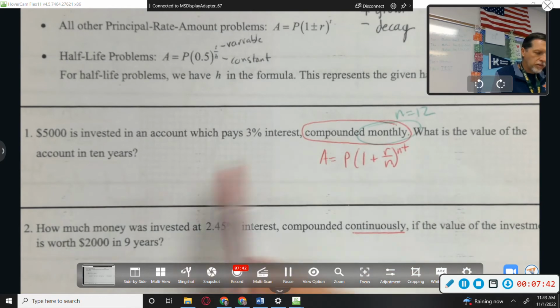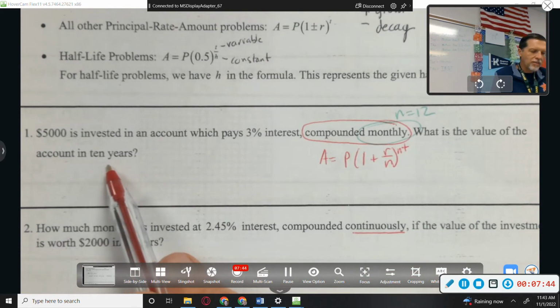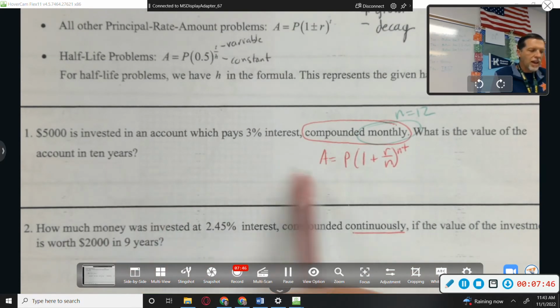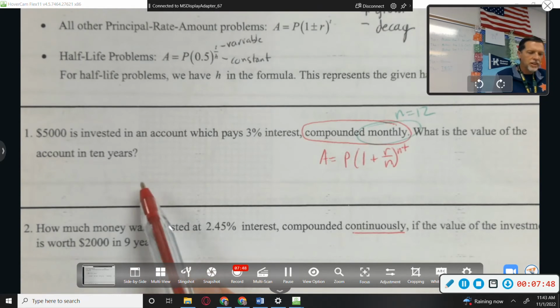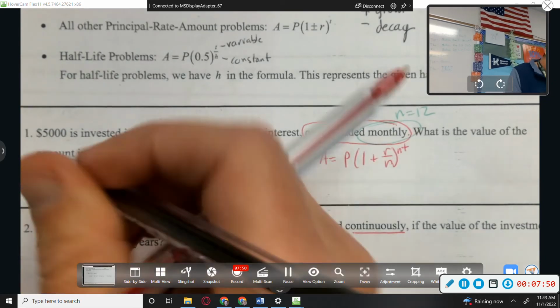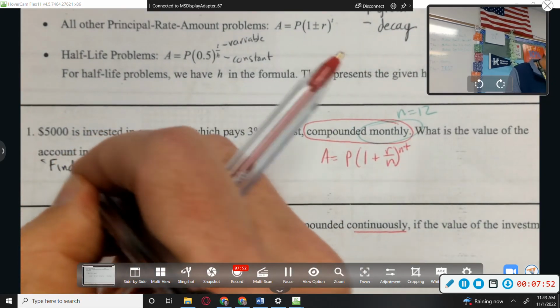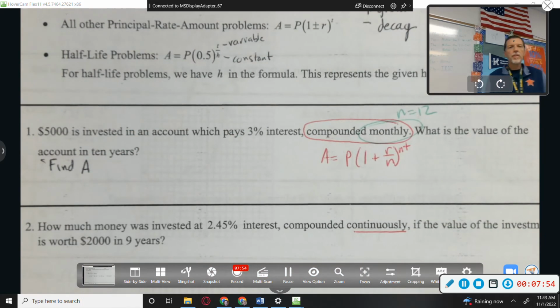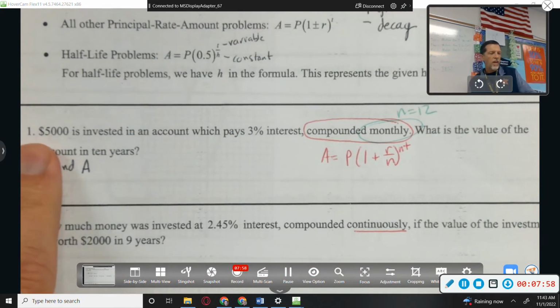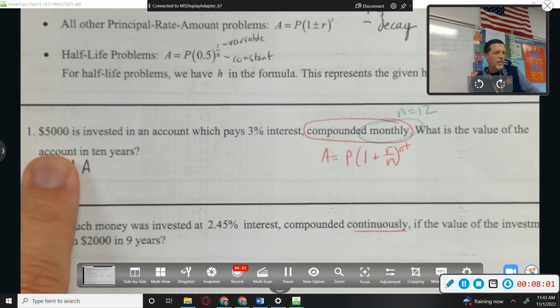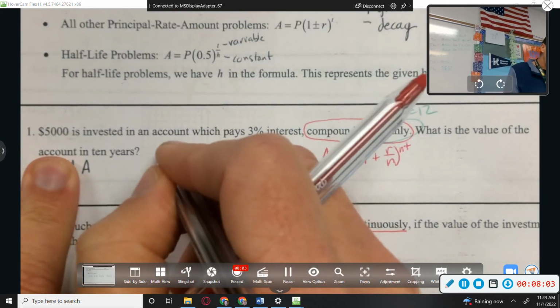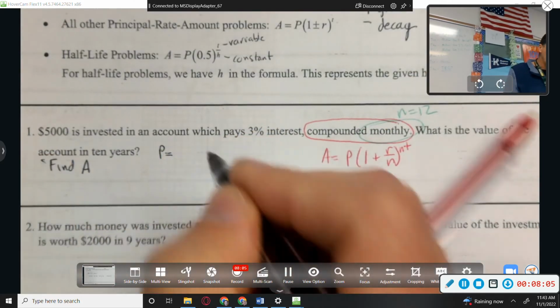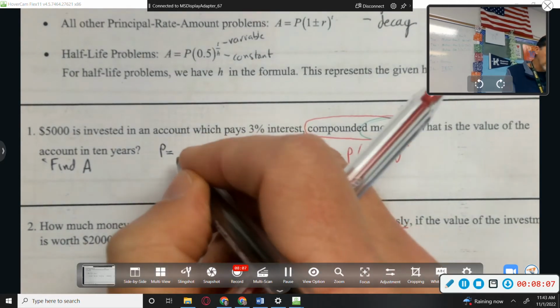What is the value of the account in 10 years? So what's it asking for? The A. It's asking for the after. In 10 years, find A. Let's see if we can figure out what all the other numbers represent. $5,000 is invested. So what's $5,000? The P, the principal, the previous, the prior, whatever you want to call it.